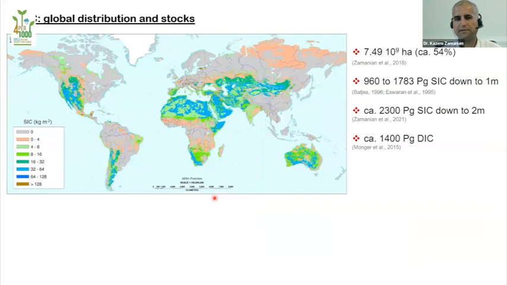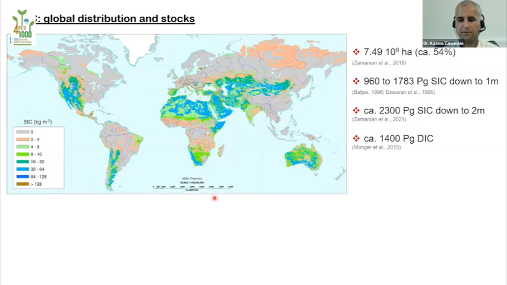There is huge uncertainty about the global distribution and the stocks of inorganic carbon, but it can be estimated that at least about half of the global land surface area are calcareous soils, or soils that have calcium carbonate in the first meter. Such soils store about 1,000 petagrams down to 1 meter, and up to 2,300 petagrams of carbon down to 2 meters. So it's already a huge amount of carbon.